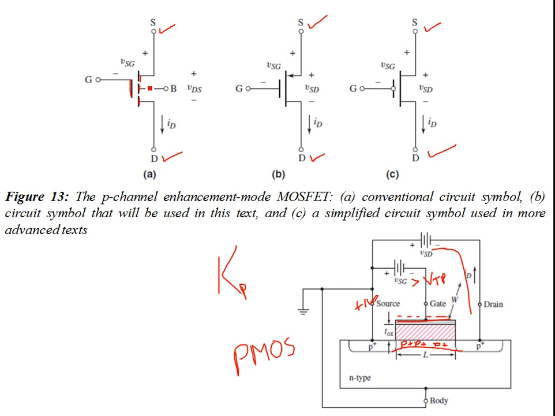So the gate and the channel, in all three conventions, are separated by the oxide. Here the separation is representing the oxide. Same scenario. The gate is metal and the channel is dotted in the conventional symbol. In the other symbols, there are no perforations. Just for the sake of ease of drawing and clarity, you don't show those perforations. So again, the author is favoring this second symbol that will be used in the text. Part C is a simplified circuit symbol that is used in more advanced texts.